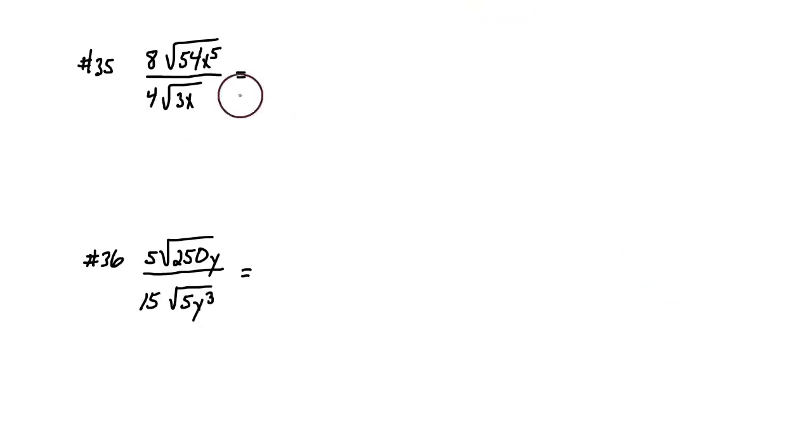Number 35, we have a division problem. So let's divide. 8 divided by 4 makes 2. And then inside the radical, we can also divide. 54 divided by 3 makes 18. And x to the 5th divided by x to the 1st makes x to the 4th, using the rule about subtracting exponents. Now you can't take the square root of 18 without getting a decimal, so let's do some factoring.